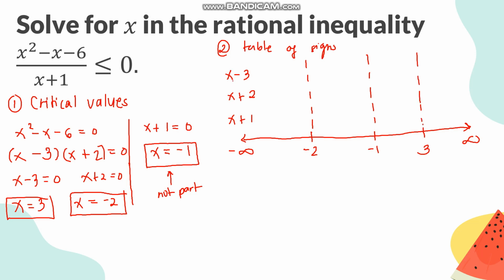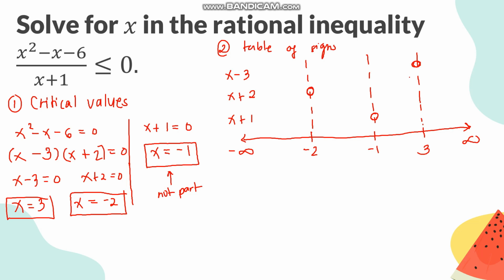If the expression is x minus 3, it will be 0 at x equals 3. So you just have to write 0 here, since this is 3. Next, if the expression is x plus 2, it will be equal to 0 if x is -2. So this is -2, and you write 0. This will be our mark. And then x plus 1, if this is the expression, it will be equal to 0 if x is -1. So let's write 0 here.